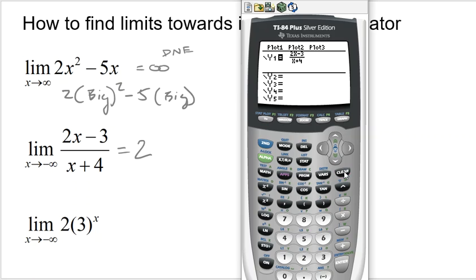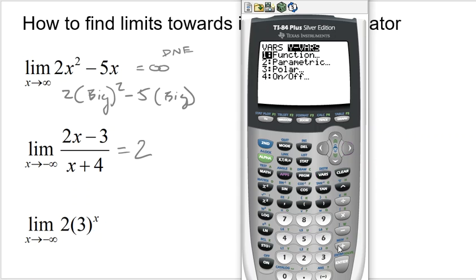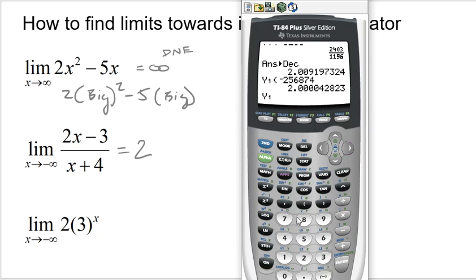Once again, y equals, clear this out. 2 times 3 raised to the x. Quit out of there. Now, this time I want to look to the left. Again, it says negative infinity. So please make sure you're checking those little details like that. So now, let's go negative 875. That's pretty far to the left. And wow, it's just telling me 0.